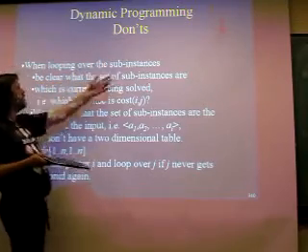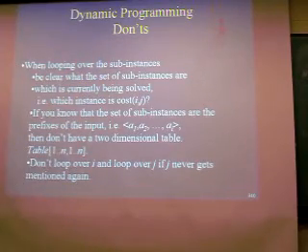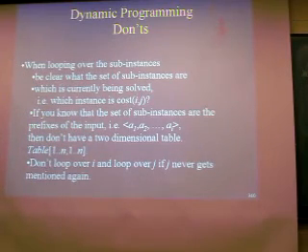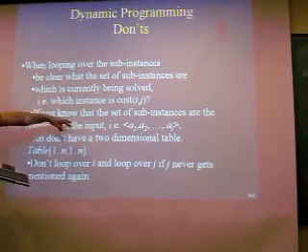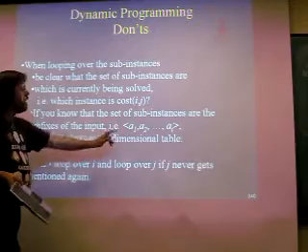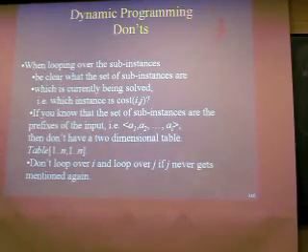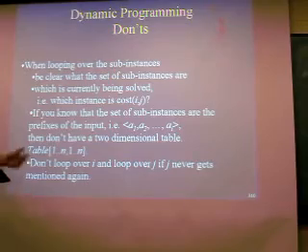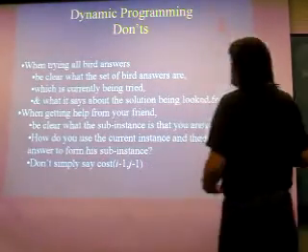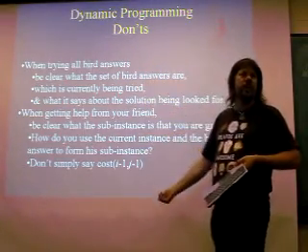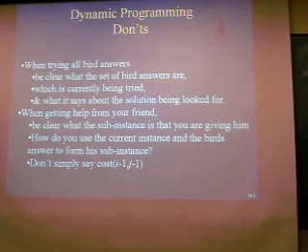When looping over the sub-instances, be clear which one's being solved. Right? If the sub-instances are prefixes, then it's indexed by I, so your table is indexed by I, that kind of stuff. Be clear. Let us know what the bird answers are. You can find these on the slides. Go over and think about them. All right.